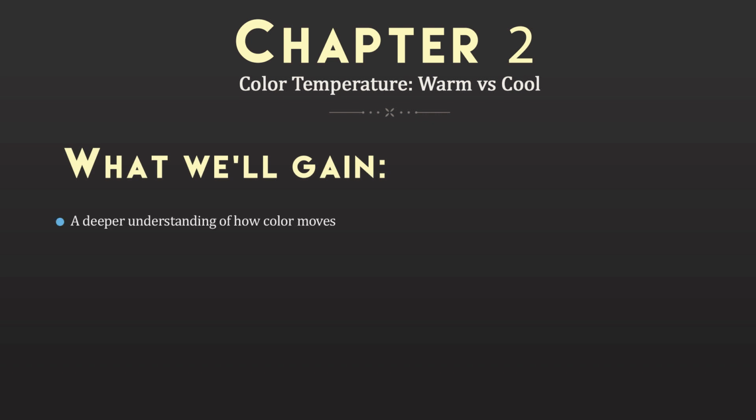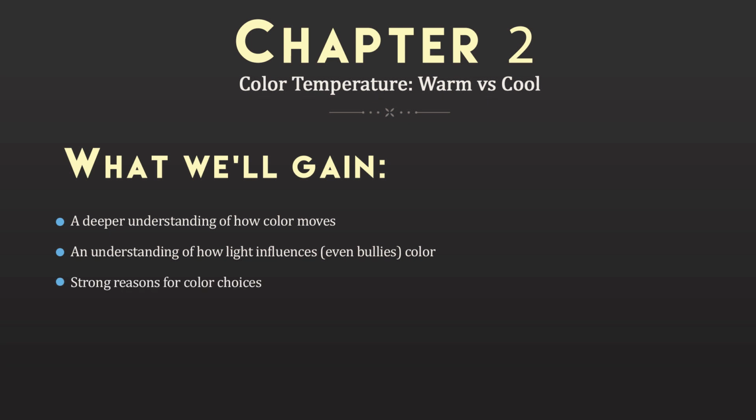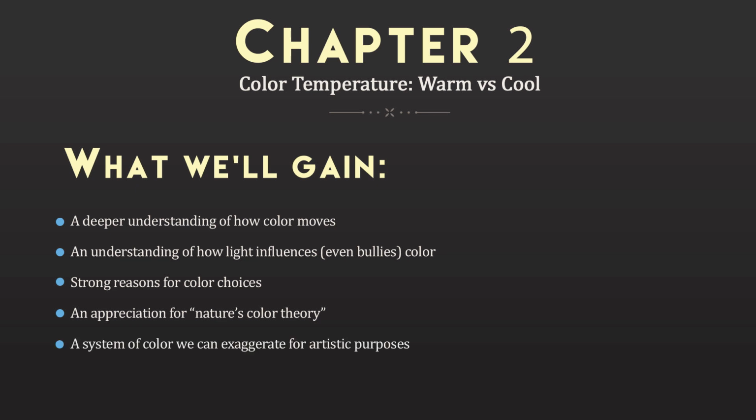We'll get a deeper understanding of how color moves, taking off from Chapter 1. We'll further explore the idea of color movement. An understanding of how light influences, even bullies, color. Strong reasons for our color choices. An appreciation for nature's color theory, you know, how color works in real life. A system of color we can exaggerate for artistic purposes. And because value is always part of the conversation, we'll develop an important link between color and light and shadow.